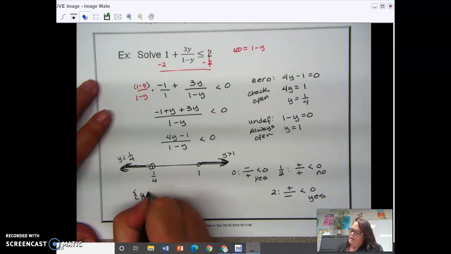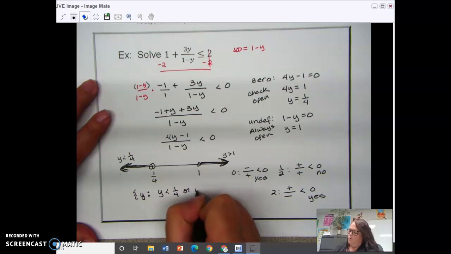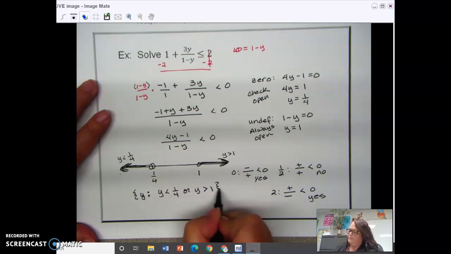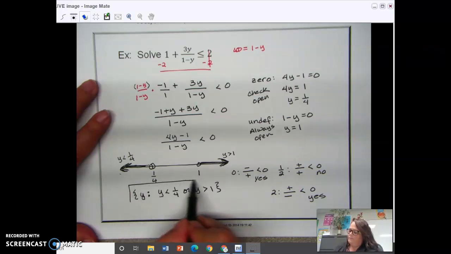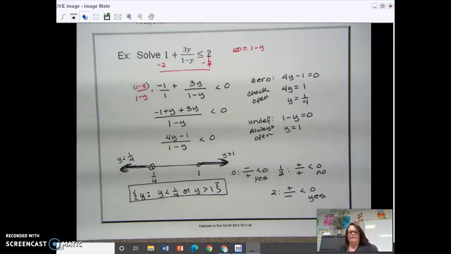So we're going to say the set of all y values such that y is less than 1/4 or y is greater than 1. All right, so hopefully that is good enough to get you started.